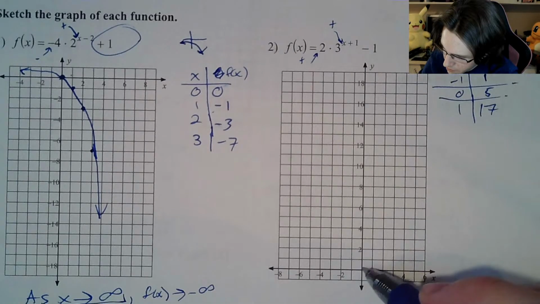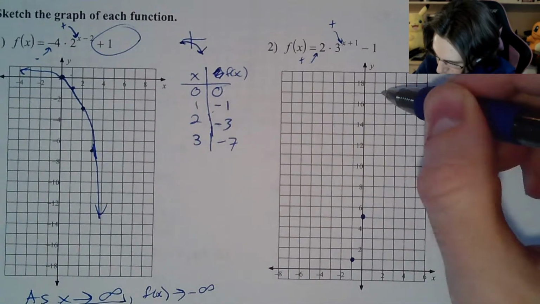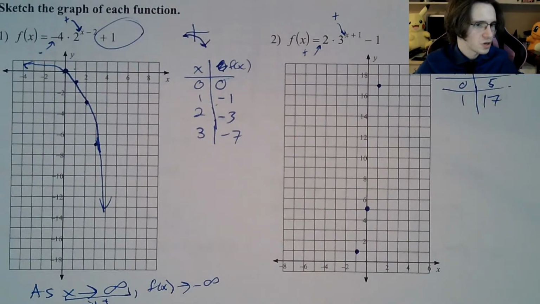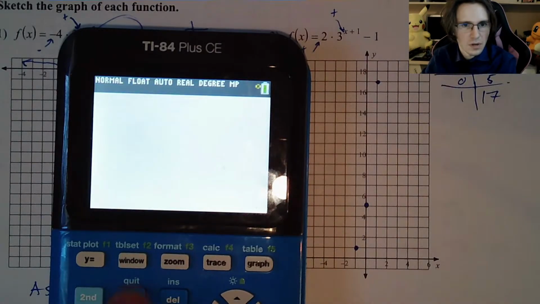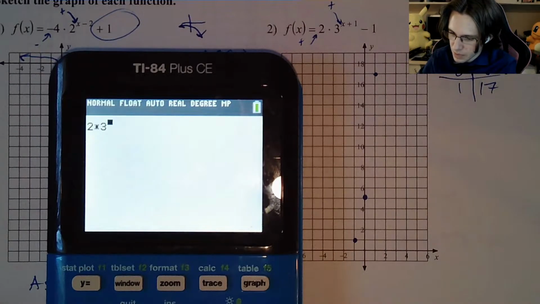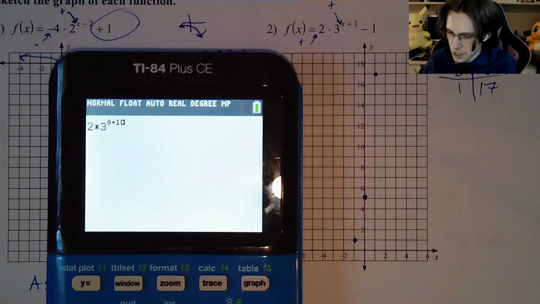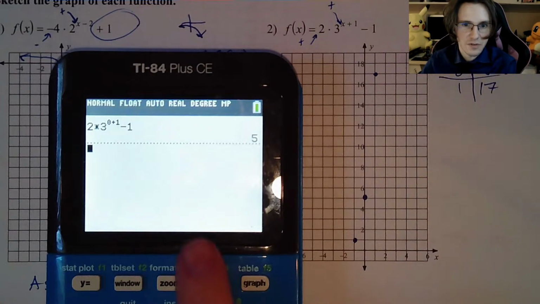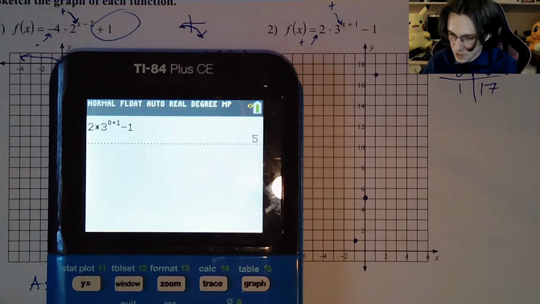So we have negative 1, comma 1, 0, comma 5, and 1, comma 17. Again, you can just use your calculator for those numbers. If you're confused as to what I'm doing, I'll show you at least once on the calculator where I'm getting those numbers from. We're not doing t-tests and statistics. We're doing 2 times 3 to the power, and I'm just changing that x to whatever this number is over here. If I change it to a 0, plus 1, and then minus 1, it tells you that it's 5. That's where I got my 0, comma 5. Likewise, if I change that 0 up to a 1, the answer will tell me it's 17.